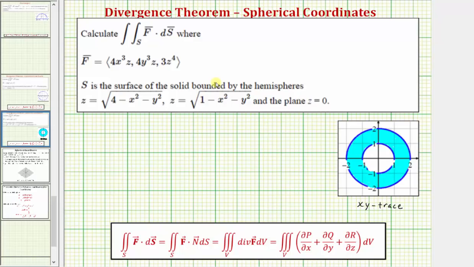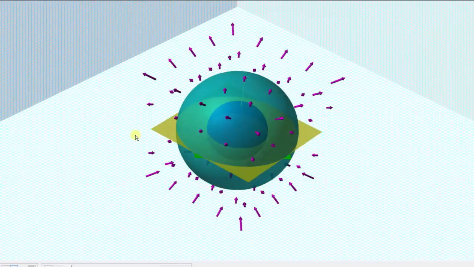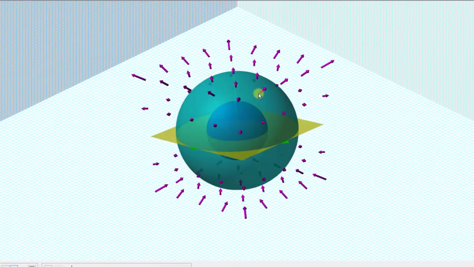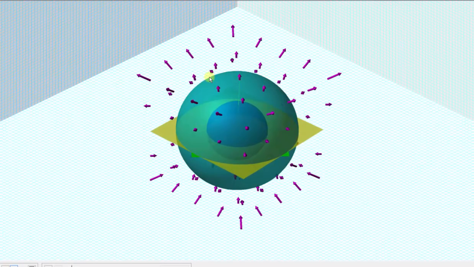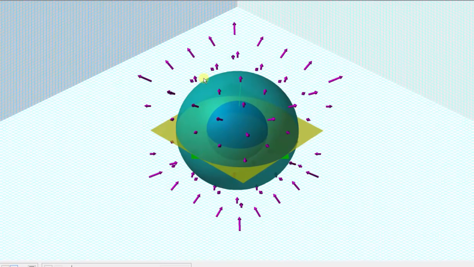So let's first take a look at this graphically. The surface S is the surface that bounds the solid between these two hemispheres above the xy plane graphed here in yellow. And I've also graphed the vector field F in purple. So the value of the flux integral is equal to the net flow or total flow across the surface, again, that bounds the solid between these two hemispheres and above the xy plane.